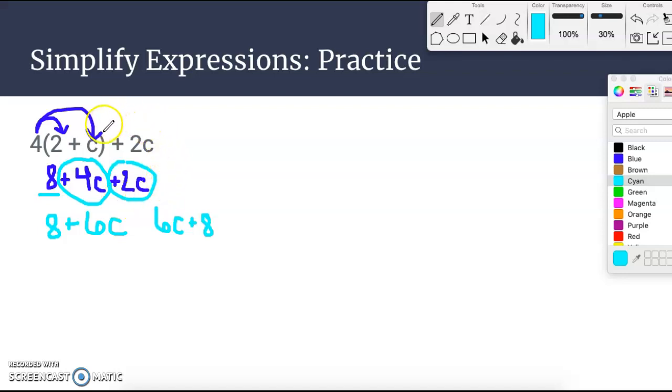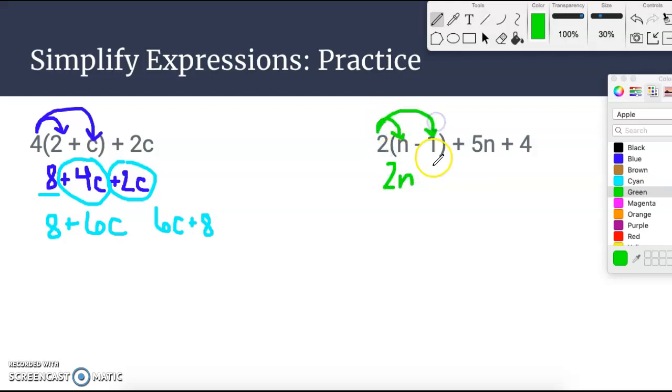Okay, so 2 steps. Multiply first, add and subtract second. Let's look at a couple more. 2 times the quantity n minus 1 plus 5n plus 4. Right? Again, this is not in the group, so when we go to distribute first, we're just going to do 2 times n, which is 2n, and then 2 times 1, which is 2. And we are subtracting, so this is 2n minus 2. And then we're going to bring down the plus 5n and the plus 4 to our next line.